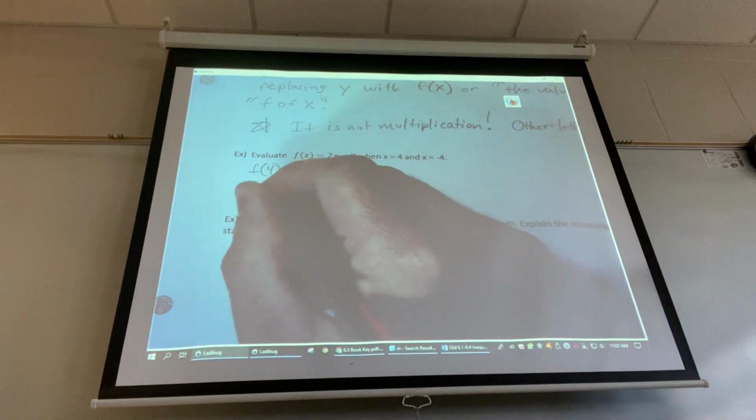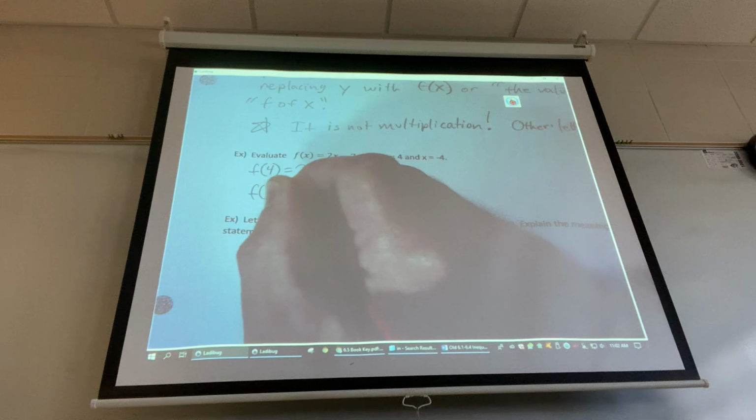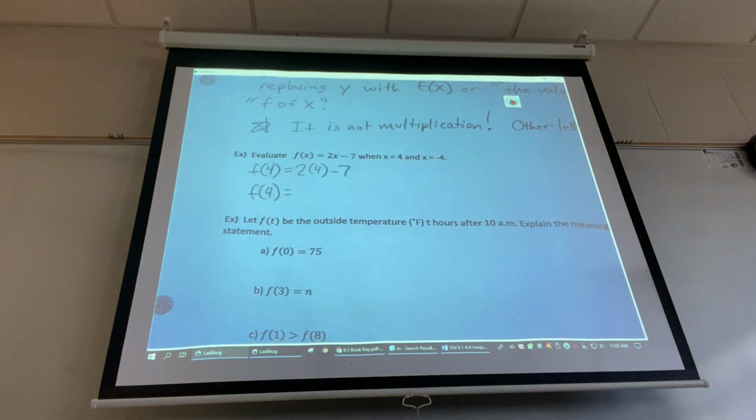Wait, I'm so confused, because if it's not multiplication, what do you do? You leave it alone. What do you do with the 2 and the 4 though? Oh, you're going to go ahead and multiply those out. Okay, then why are we multiplying f and 4? Because it's not multiplication. Why do we put parentheses? All right, well, hold on a second. What is 8 minus 7?